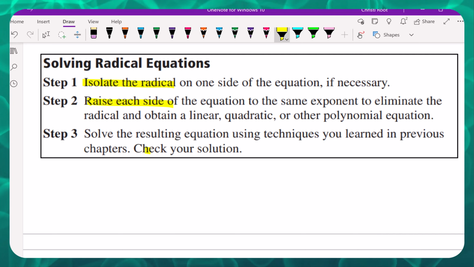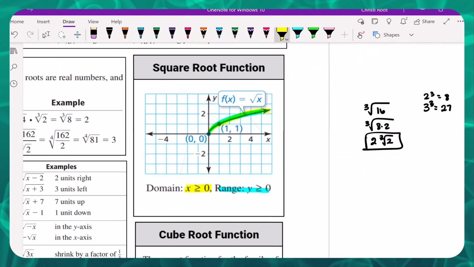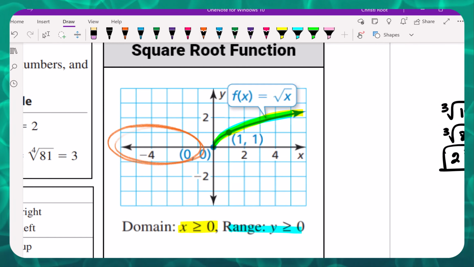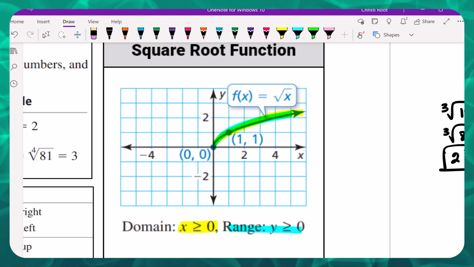And at the very end, of course, check your solution. If you have a square root equation, at the very end you might wind up with something that's extraneous, because extraneous is a fake solution. You're never going to have an extraneous solution if it is a cube root, and the reason why you have an extraneous solution for a square root is that you've got all of this area over here that does not exist. So sometimes when you square both sides, you create a fake solution called an extraneous solution.